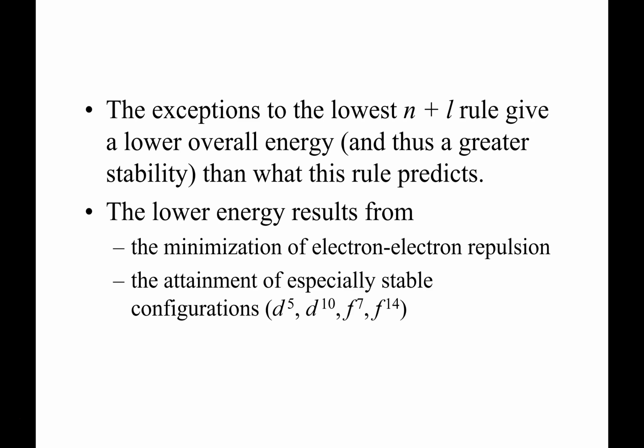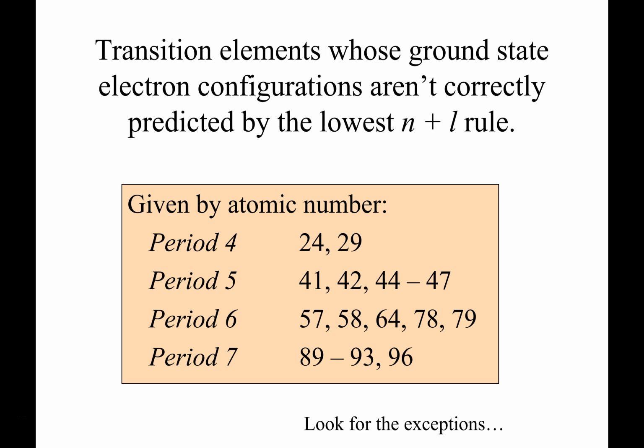But just know that I am after you to apply the lowest n plus l rule, not to do this exception stuff. But you need to know that they occur and generally why they occur. So by atomic number, atomic number 24, that's chromium. 29 would be copper. Copper does it too, okay?